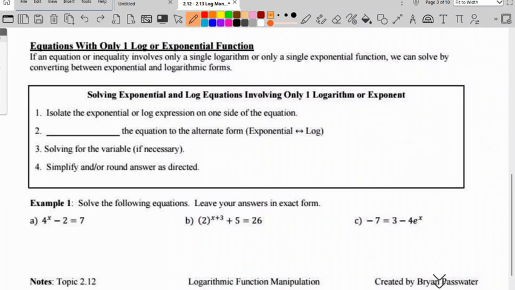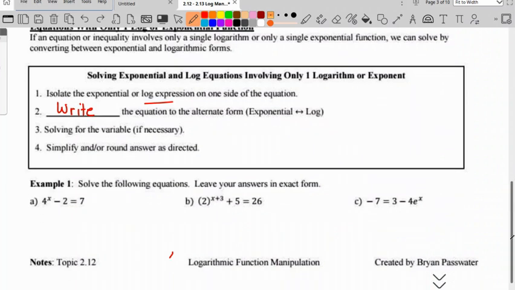Okay, so equations with only one log or exponential function. If an equation or inequality involves only a single logarithm or only a single exponential function, we can solve it by converting between exponential and logarithmic forms. So we're going to isolate the exponential or log expression on one side of the equation and have a number on the other. Then we're going to write the equation in the alternate form. If it's an exponential, we'll rewrite it in logarithmic form. If it's a log, we'll rewrite it in exponential form, solving for the variable if necessary, and simplify and round as directed. So let's solve a few basic equations.